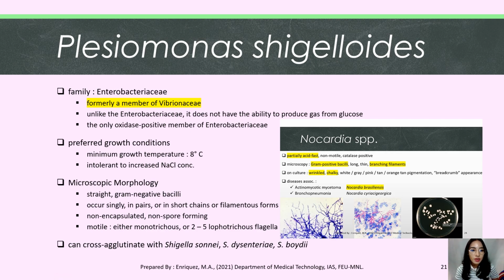Alright, so balik tayo sa Plesiomonas shigelloides. So the antigens of this could cross-agglutinate with Shigella sonnei, Shigella dysenteriae, and Shigella boydii, which is most probably why it was named Plesiomonas shigelloides, because it has some Shigella-like characteristics.